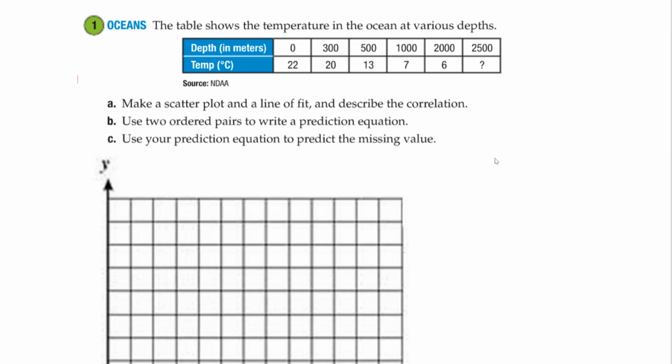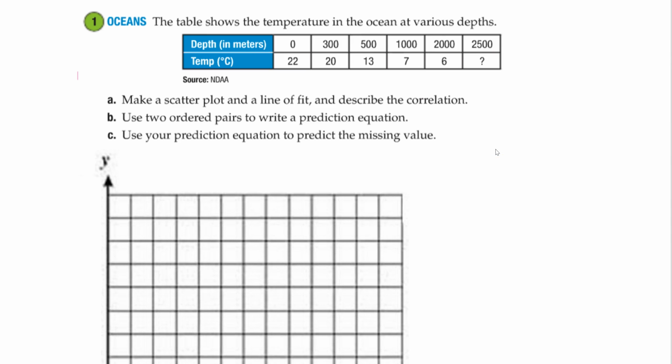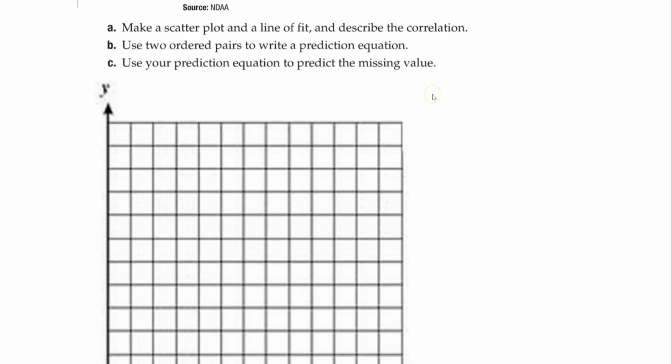So let's do an example here. The table shows the temperature in the ocean at various depths. So if you're right at sea level, it's about 22 degrees Celsius. If you go down 300 meters, it's pretty far, you're at 20 degrees Celsius, and then so on. It gets really cold. Make a scatter plot of a line of fit and describe the correlation. So we're gonna do that here.